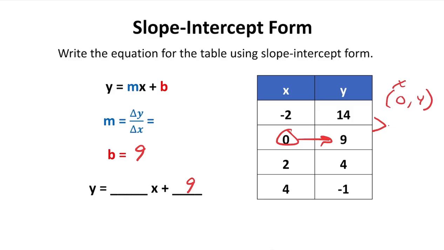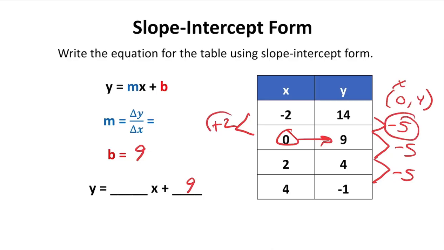Now let's find our slope from this table. We are going down 5, down 5, down 5. We only need one of these to find the slope. This is going up 2. Well, here's your rise. Here's your run. -5 over 2. The y's always go on top, okay? Because that's the rise. You're moving up and down.